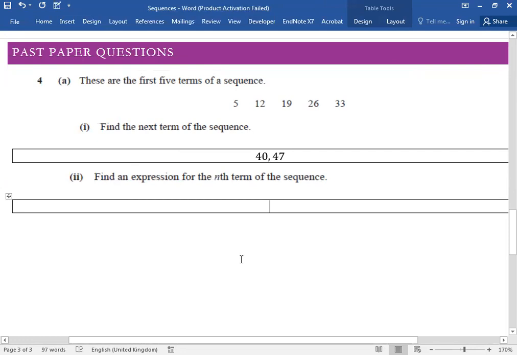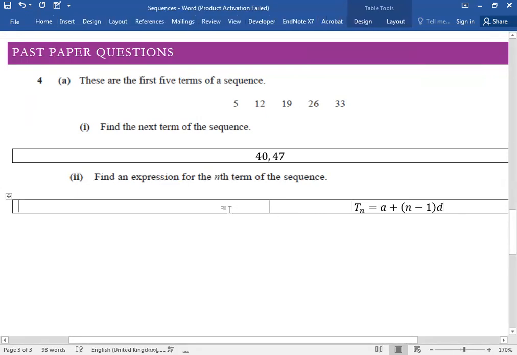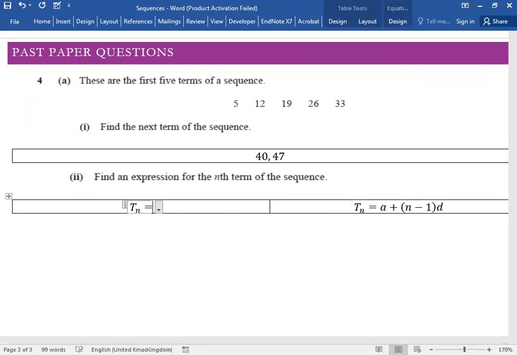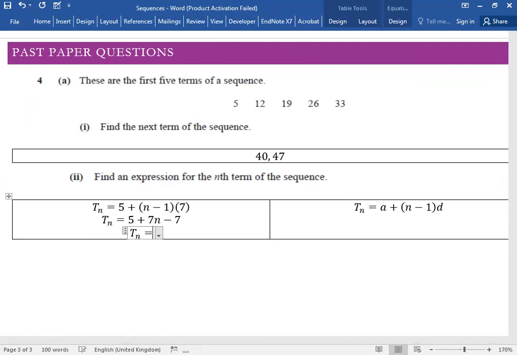Then the next part says find an expression for the nth term of the sequence. First, is this an arithmetic sequence? The difference is the same, so the nth term can be found by taking a plus n minus 1 into d. Here a is 5 plus n minus 1, and d is 7. So the nth term is 5 plus 7n minus 7, which is 7n minus 2.